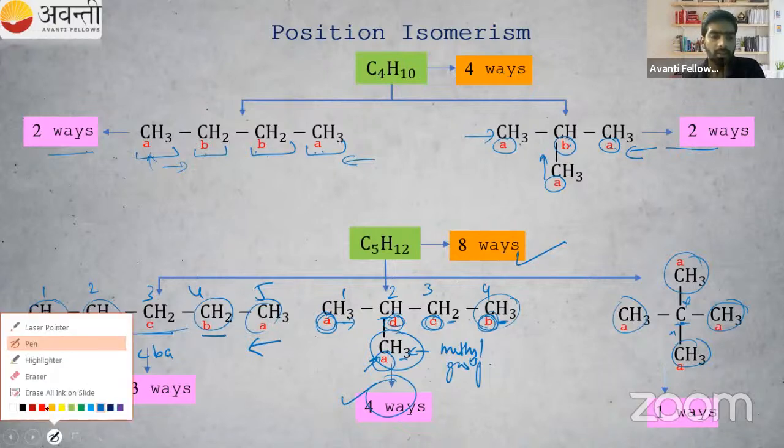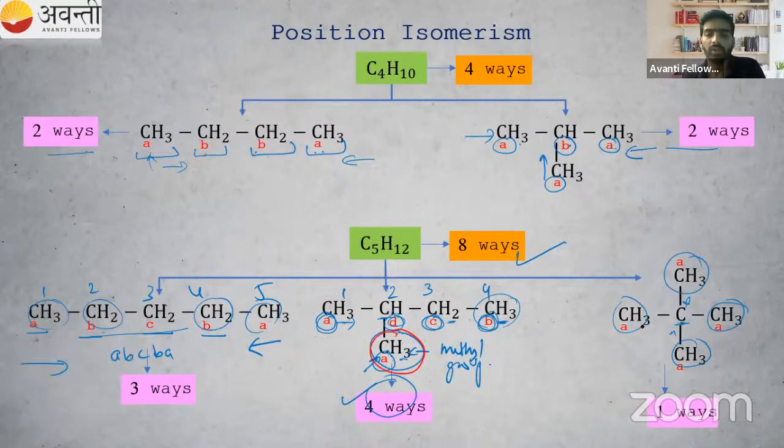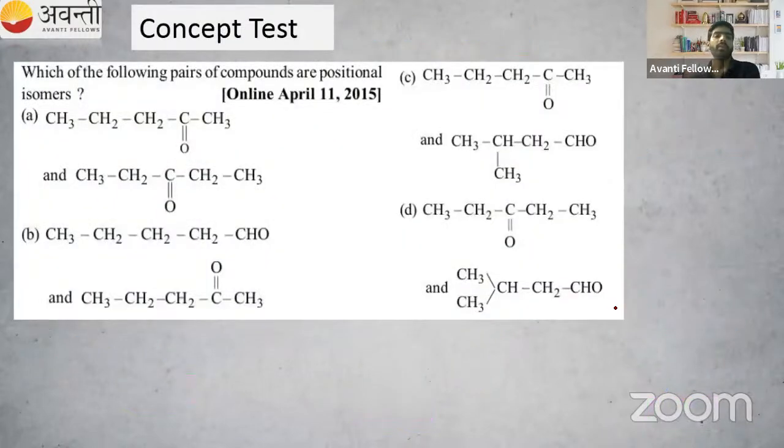If you will see what is happening here, this CH3 is coming to this carbon, but here to the second carbon, 2 CH3s are there. That means there is a change in the position. Okay. Now coming on to the question of JEE Main 2015.